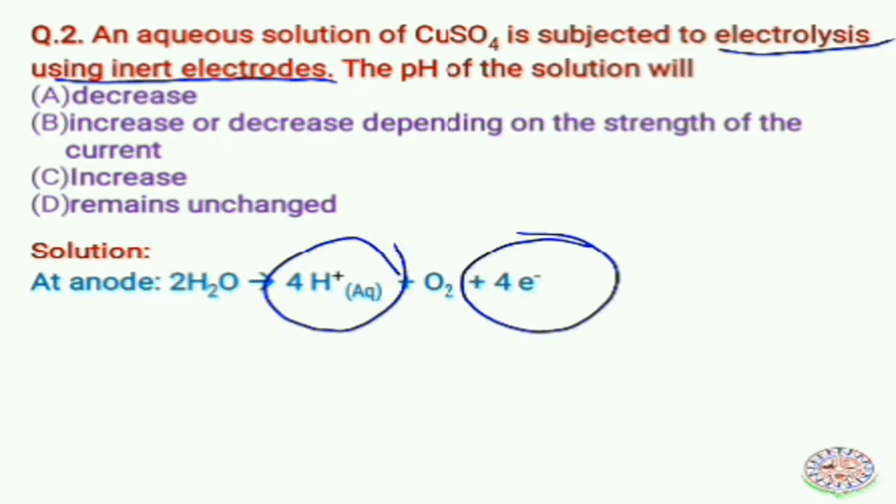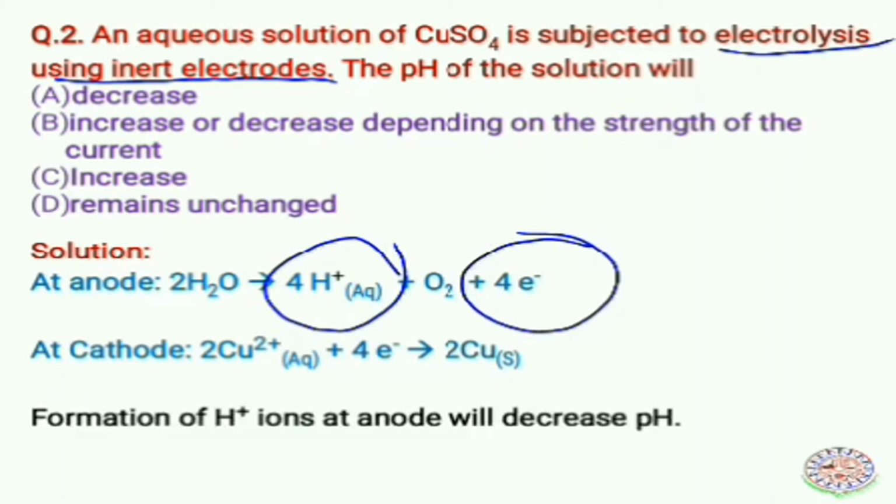If you are using inert electrodes, the pH of the solution will definitely decrease, because you are adding more H+ ions. At the cathode, the copper ions accept electrons and become copper metal. Formation of H+ ions at the anode will decrease the pH. So option A is correct, decreases.